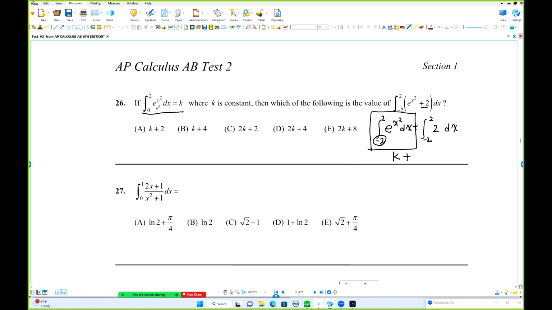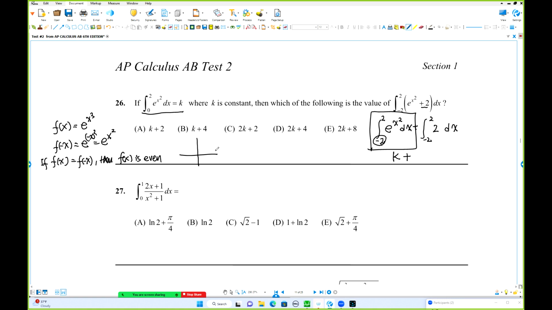But check it out. e to the x squared is an even function, right? Yeah. Because f of x equals e to the x squared. f of negative x equals e to the negative x squared, which is what? Still e to the positive x squared, right? Yeah. So if f of x equals f of negative x, then f of x is an even function, okay? Even means what? Symmetry in the y-axis, okay?